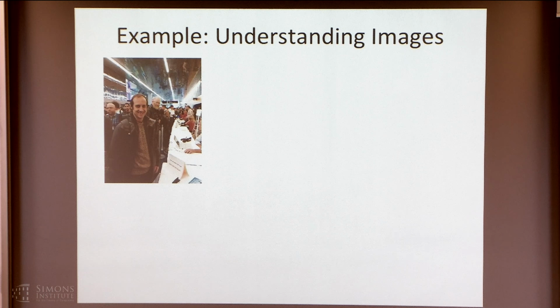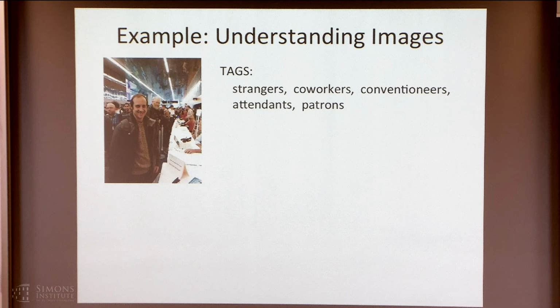Here's another example, which is very important in computer vision. I give you that image, and I can tag it, right? That's important in practical applications. How many of you know who that is? No? So this is Antonio Torralba. He's a professor at MIT, a computer vision professor. And there's a picture that I took of him back at the NIPS conference. So you can tag it.